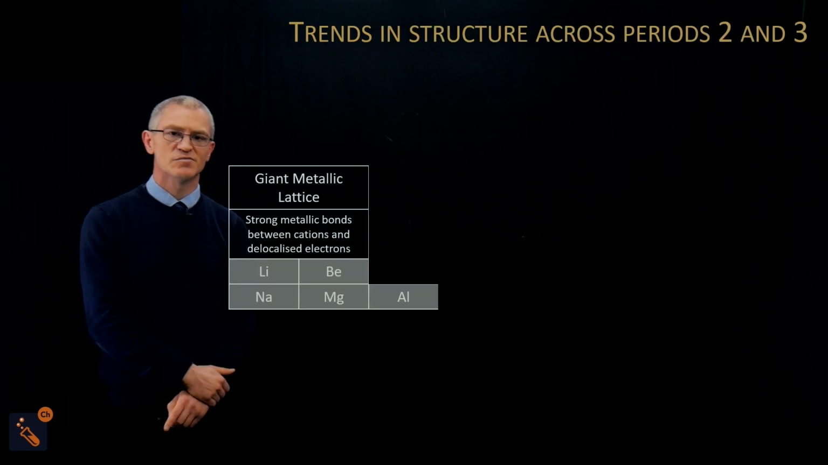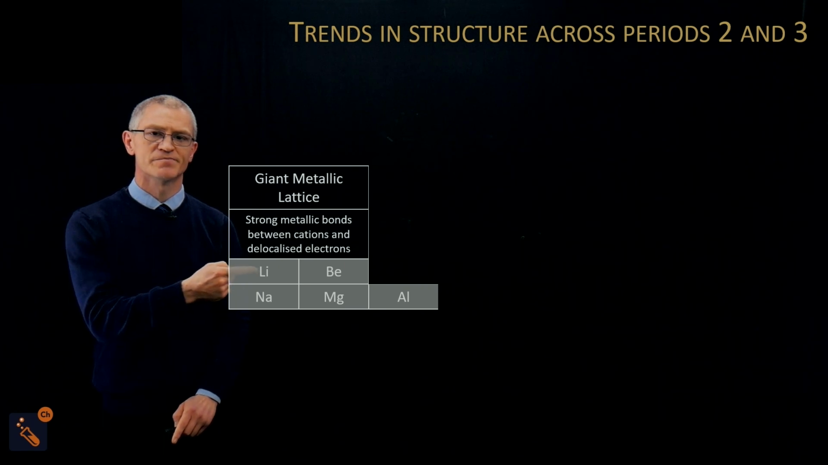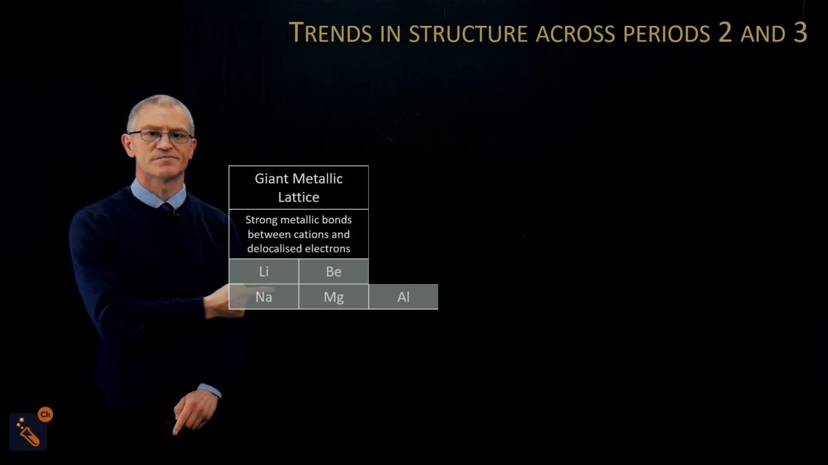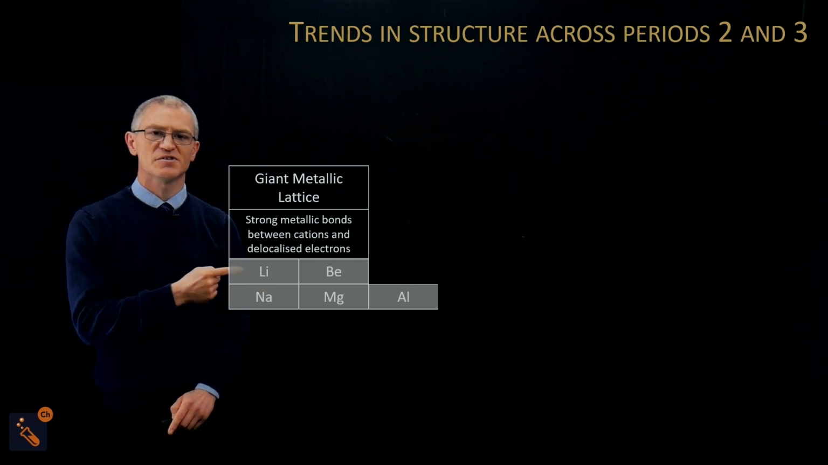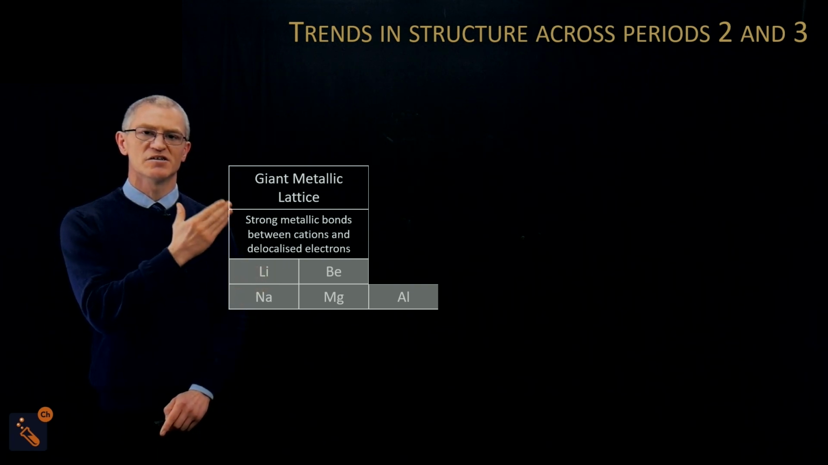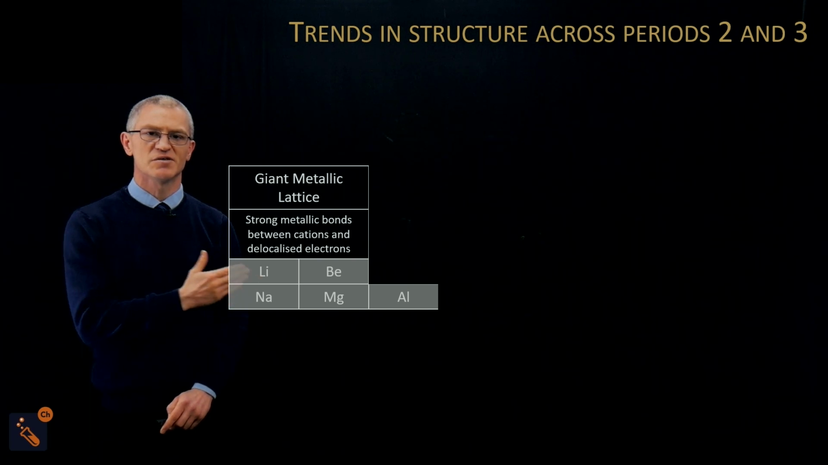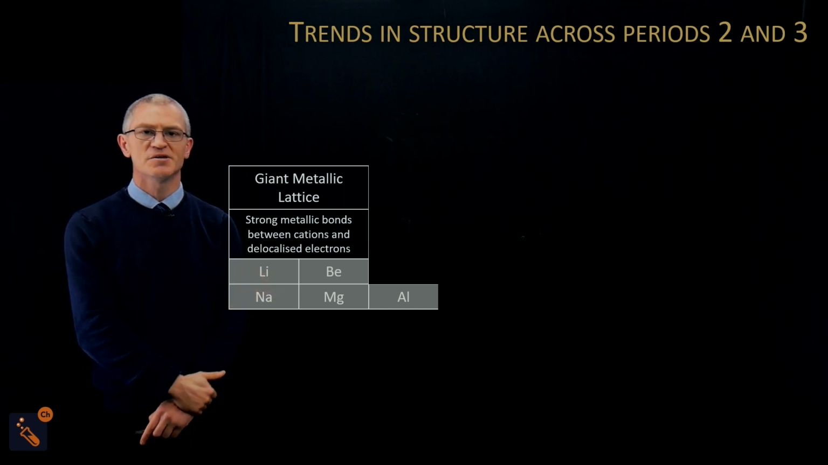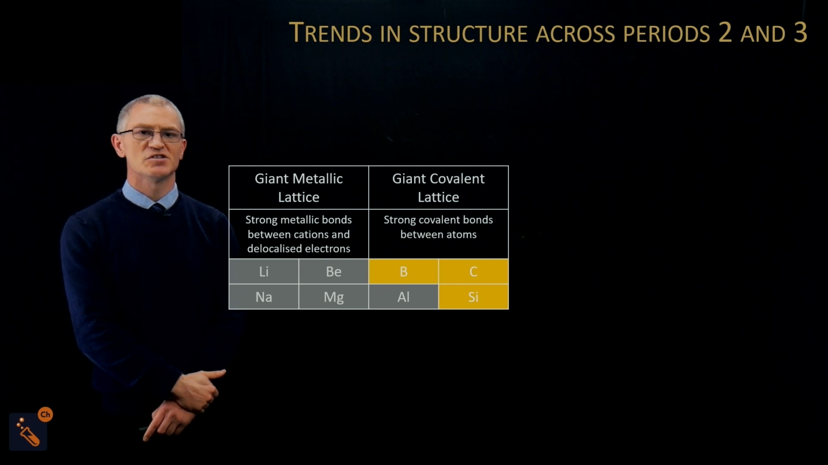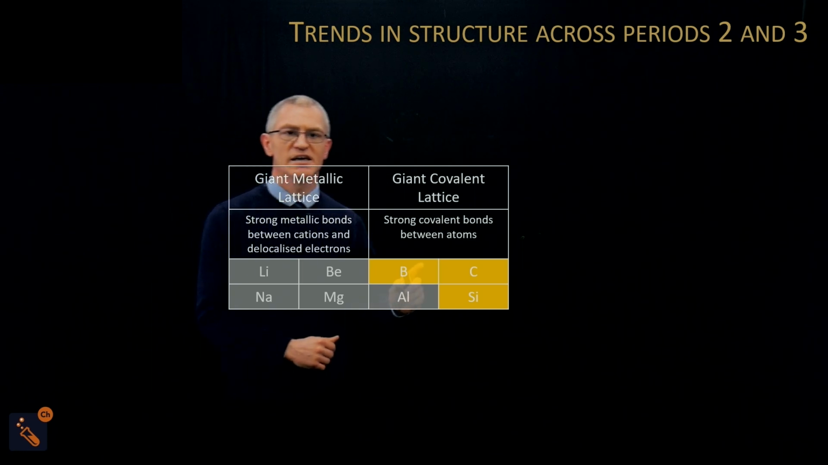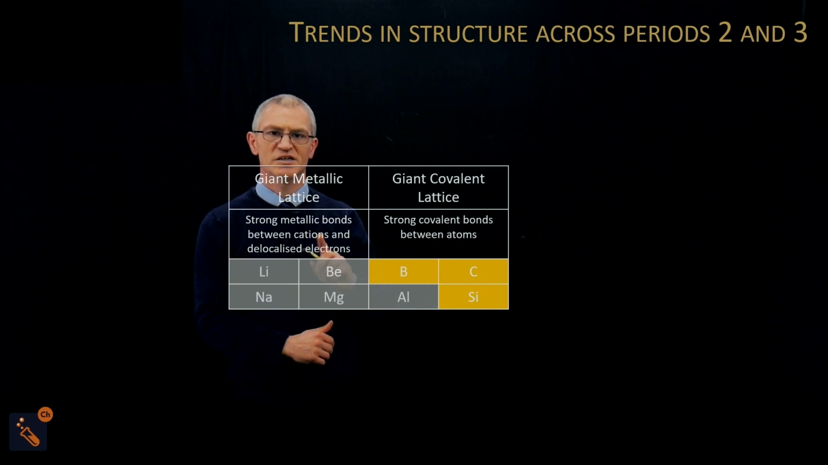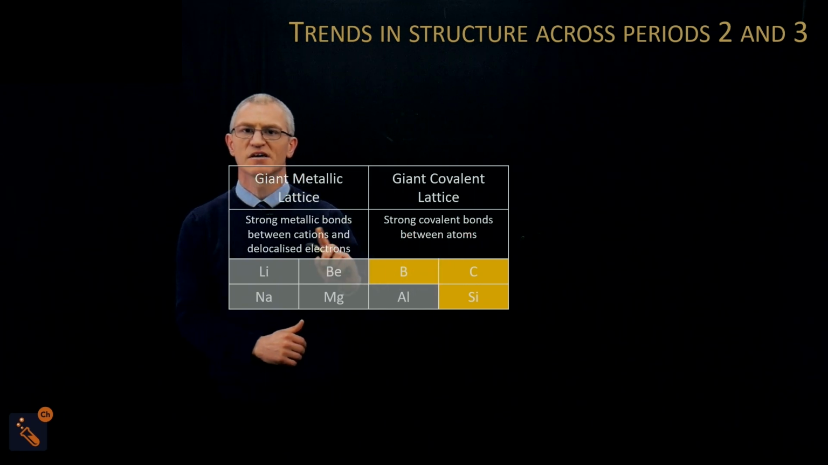If you look at period 2 and period 3, going across, all the ones in grey are the giant metallic lattices. We've got lithium, beryllium, sodium, magnesium and aluminium. Then we move on to the giant covalent lattice, and that has boron, carbon and silicon. And you notice here the difference. We're going from strong metallic bonds between cations and electrons to strong covalent bonds between atoms. Both strong, but one being covalent and one being metallic.